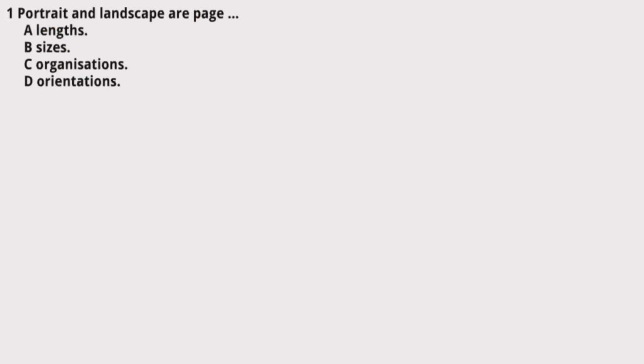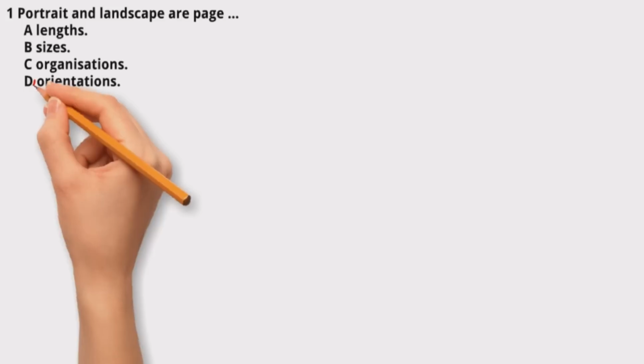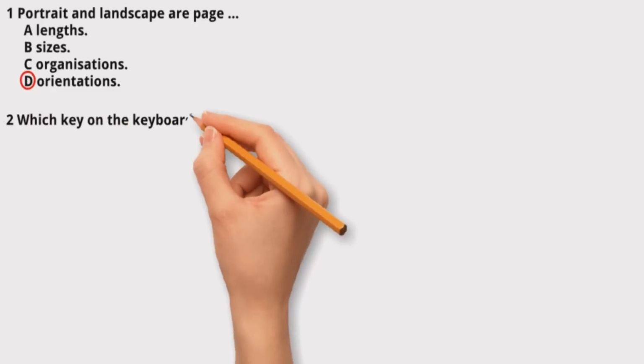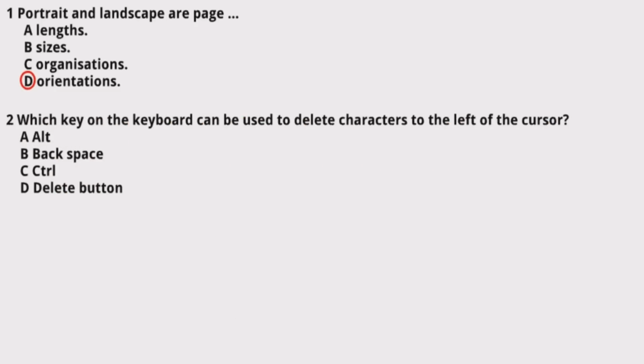Question 1 was as follows. Portrait and landscape are page dash. A. Lengths. B. Sizes. C. Organizations. D. Orientations. So, portrait and landscape are page orientations. So the correct answer is D. Orientations.